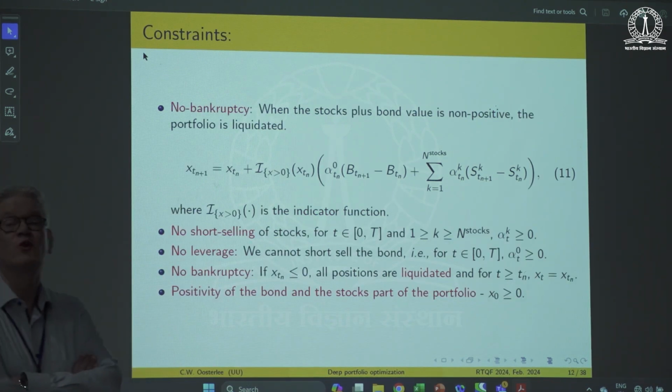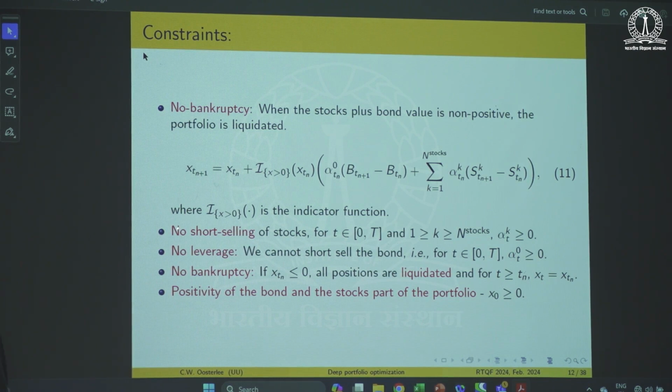And then we have all sorts of constraints. No bankruptcy. So for example, this change needs to be positive. So this is an indicator function, provided that the wealth is non-negative. It's provided that the wealth is positive at time Tn, then we can do this. So this is an indicator function that the wealth is positive, so that we add to the story, of course.